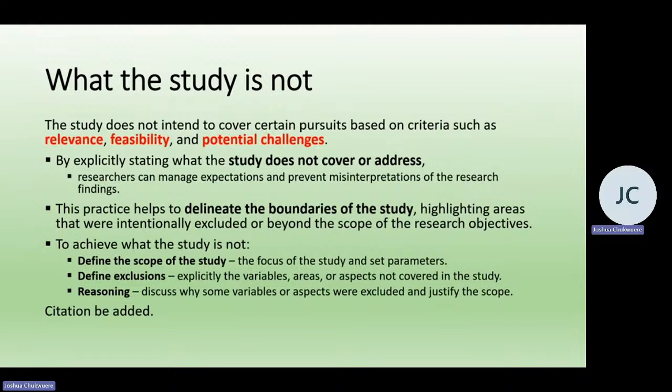Now, under what the study is not, we are simply trying to tell that the study does not intend to cover certain pursuits, based on the level of criteria, which can be relevance, feasibility, and potential challenge. These three factors can be a defining moment to say, okay, this study is not going to do this, it's not going to do that. Based on feasibility and potential challenge, you're able to say, okay, fine, the relevance of this study will not be applied to that section.